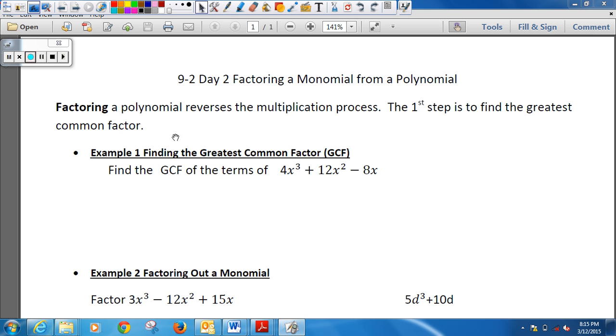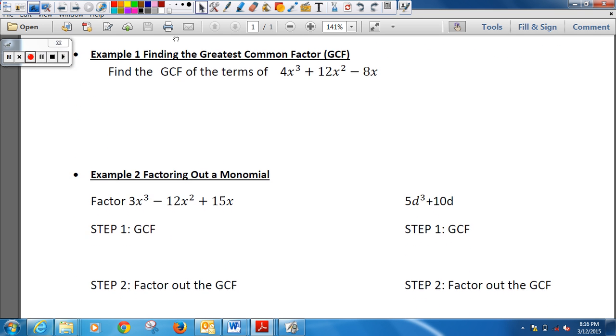A lot of us will be able to look and tell what the greatest common factor is, but I am going to show you that there is another way to do it as well in case you can't always look to see it. So if I look here, I have 3 terms. My first term is 4x cubed. My second term is 12x squared. And my last term is 8x, and that's technically a negative 8x. I'm only trying to find the GCF this time.